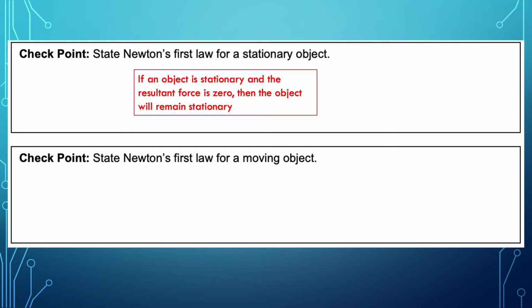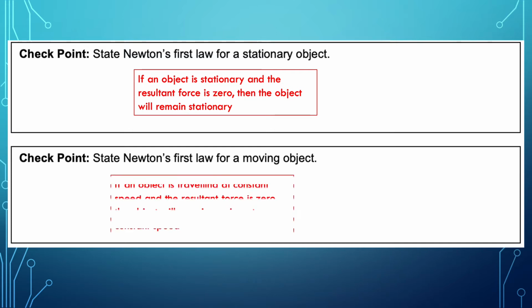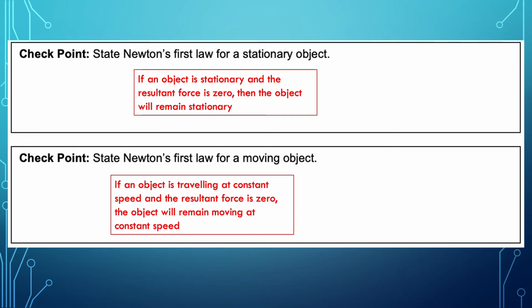And Newton's first law for a moving object is if an object is traveling at constant velocity or constant speed and the resultant force is still 0, then the object will remain moving at constant speed. So this one, again, in simple terms, is an object will move at constant velocity and will remain at constant velocity unless there is a force acting upon it. Okay, and in this case, the force I'm talking about is the resultant force.